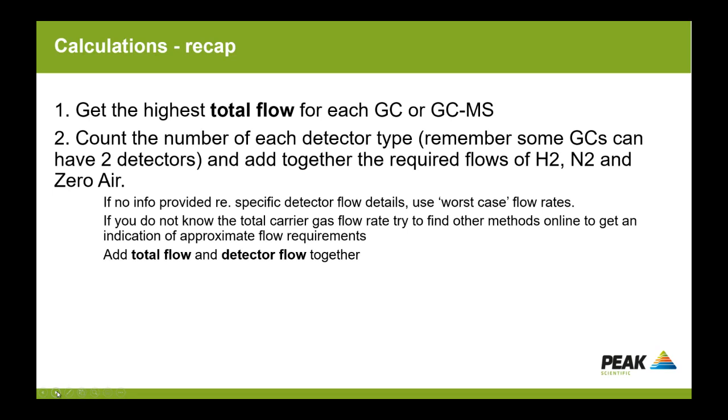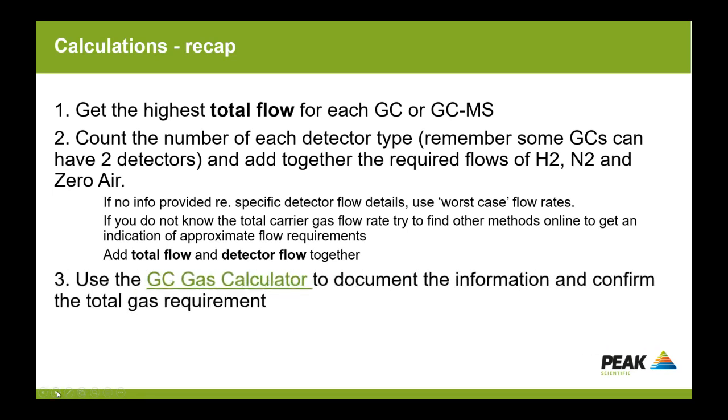And so once we've got the total carrier gas flow and the detector flows, we add those together and we have our total gas requirement. Again, I mentioned a few slides ago, we have a GC gas calculator, which you can use to document all of the information from the GCs in your lab, and this will help double check that all the flow rates are correct and that we are looking at the correct generator solution for you.